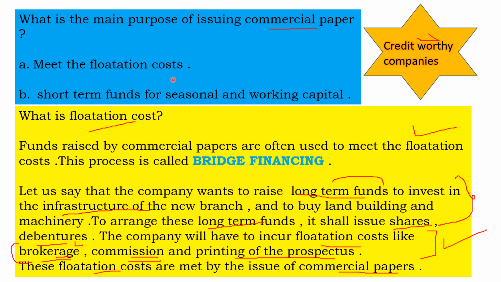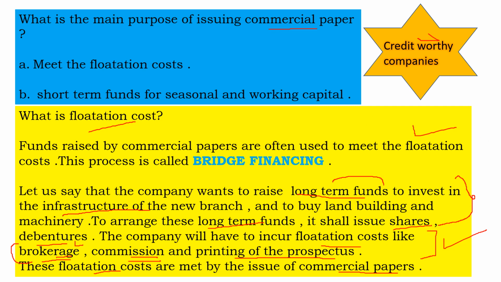First, the flotation costs, which I've explained in detail, and the second is the short-term funds for seasonal and working capital. So the credit-worthy companies issue commercial papers not only to meet the flotation costs, they may also issue these commercial papers to collect the short-term funds for seasonal and working capital. Make it very clear that money market instruments will be catering to only working capital, not the fixed capital.